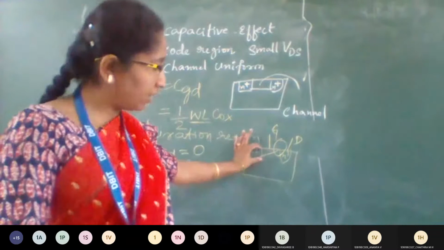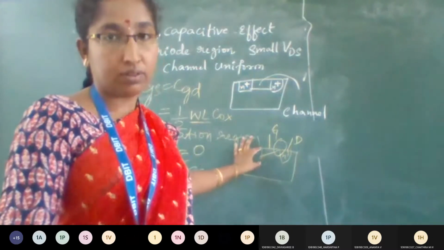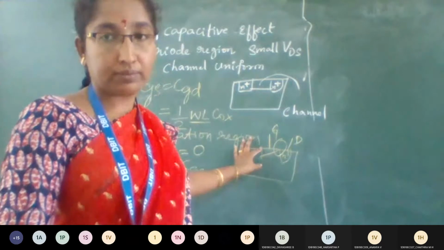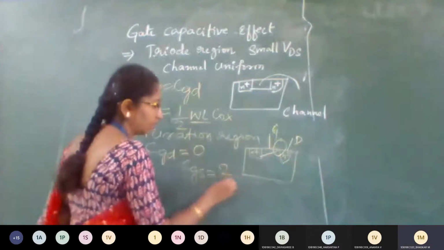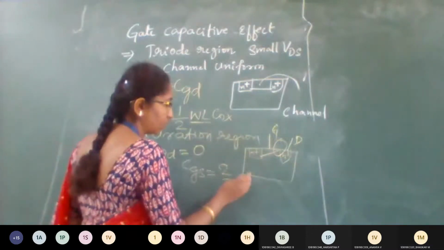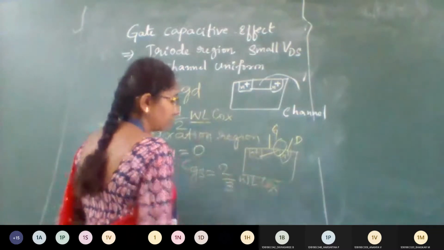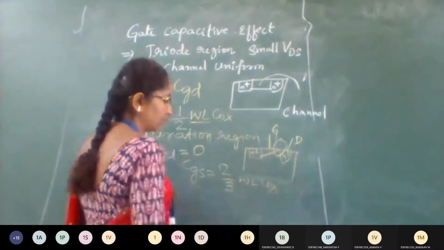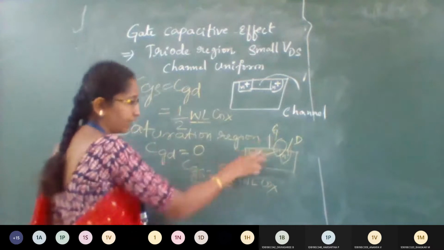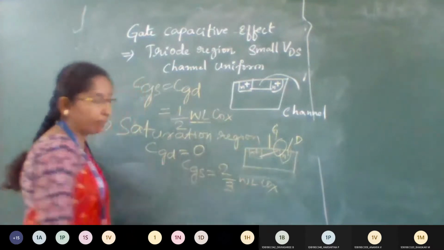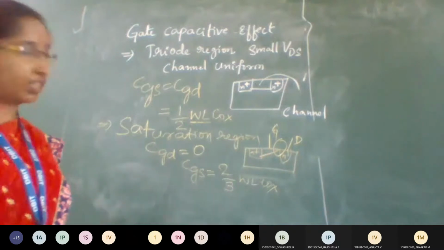What will CGS be? How much of your channel is there at the source? Maximum at the source. Can I say 2/3 of WL COX? Yes, ma'am. Plus the overlap capacitance COV. So CGS is 2/3 of the same WL into COX. The maximum channel is on the source side, so the capacitance between gate and source is at most 2/3 of WL into COX. This is in the saturation region.